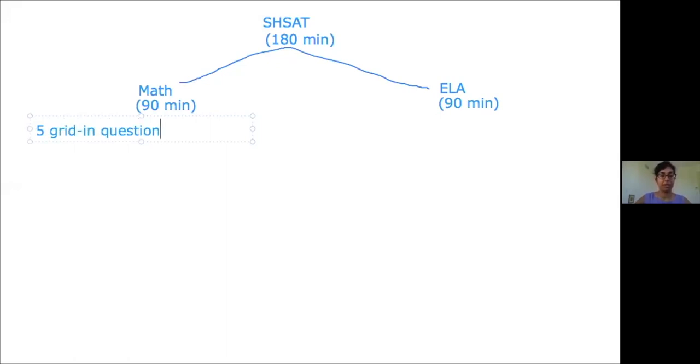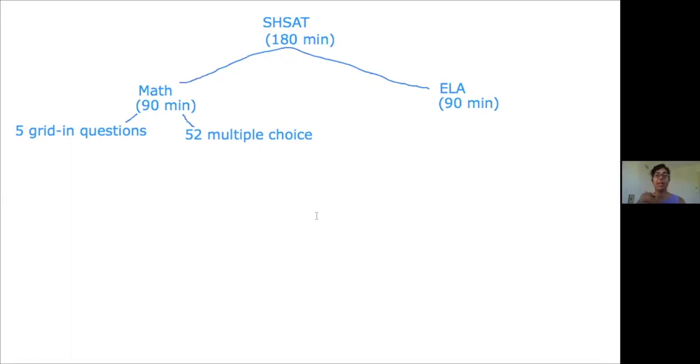So 5 grid-in questions. I want to move that over here. Good. And then the rest, 52 of them, so the vast majority, are multiple choice. Great. I didn't leave much room, but I will just do that. Okay, so that's the 2 different kinds of questions you will see on the math section.